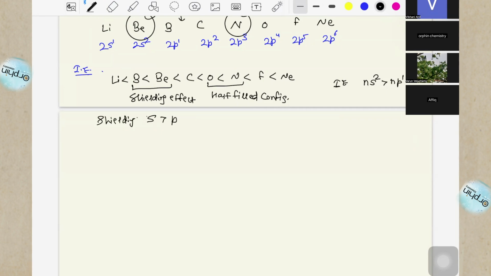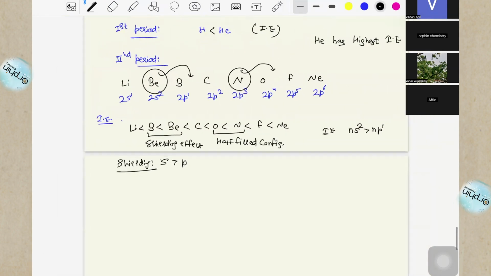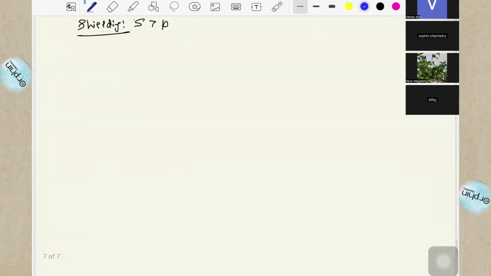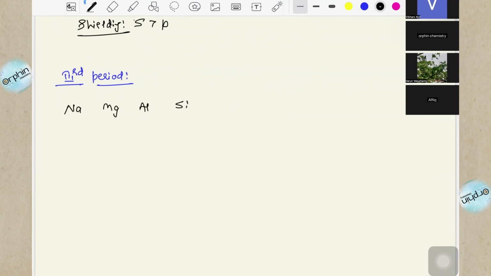Shielding. Okay. Fine. Now, will you be doing for the third period? Third period is what? Sodium, magnesium, aluminium, silicon, phosphorus, sulfur, chlorine, argon. So you have to do the comparison for this. What will be the order here?